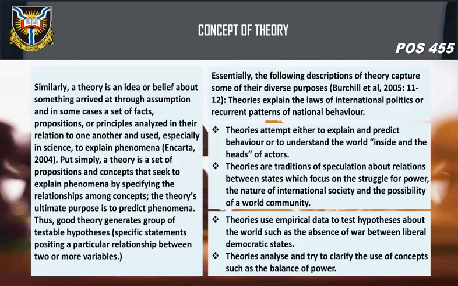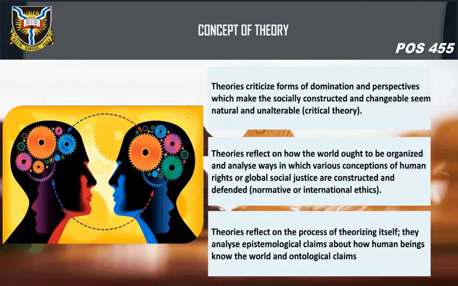Theories use empirical data to test hypotheses about the world, such as the absence of war between liberal democratic states. Theories analyze and try to clarify the use of concepts such as the balance of power. Theories criticize forms of domination and perspectives which make the socially constructed and changeable seem natural and unalterable. Theories reflect on how the world ought to be organized and analyze ways in which various conceptions of human rights or global social justice are constructed and defended.